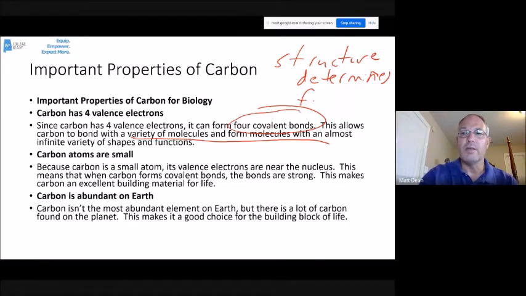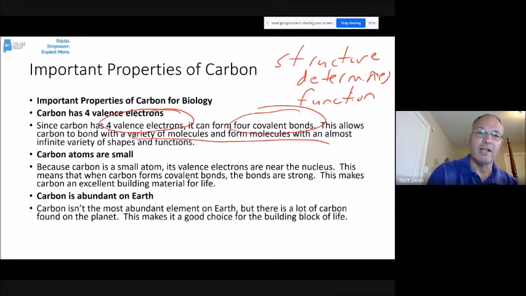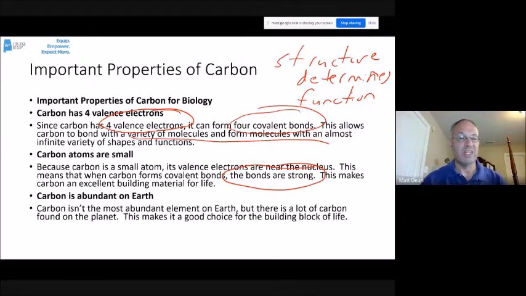So because carbon can form molecules with so many shapes, it also can form molecules with lots and lots of functions. That's only possible because of those 4 bonds that it can form at a time. The carbon atom is also really small. That means its valence electrons are very close to its nucleus. So when it shares those electrons with other things, the bond that forms there is held onto very tightly. Carbon forms really strong covalent bonds. And again, this makes it a really good building material, strong bonds.